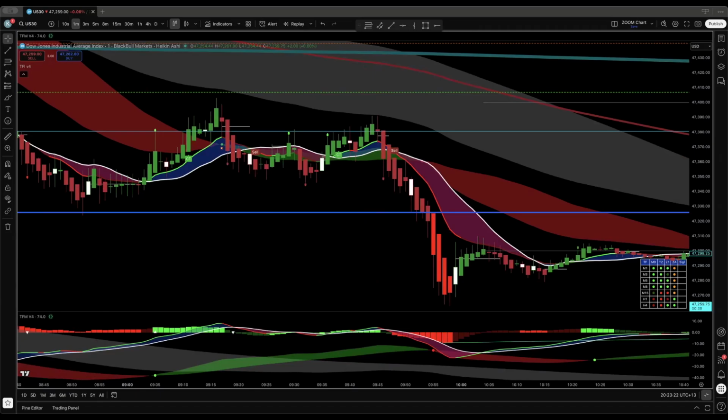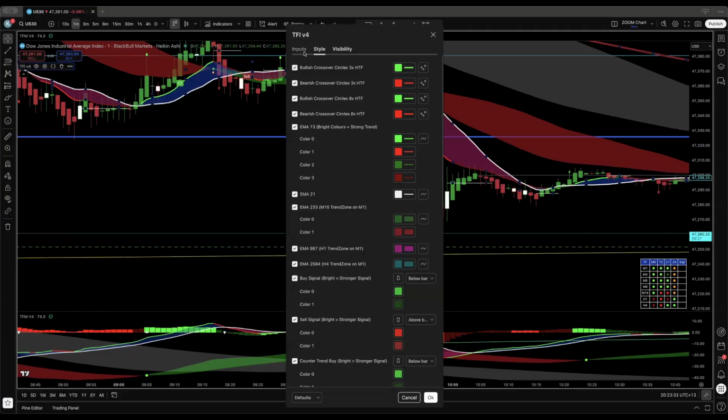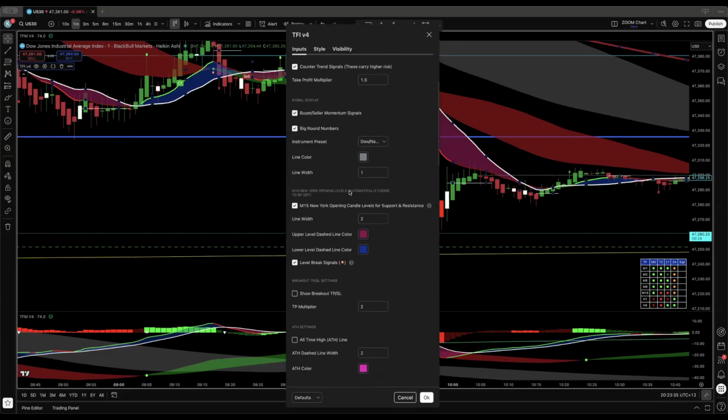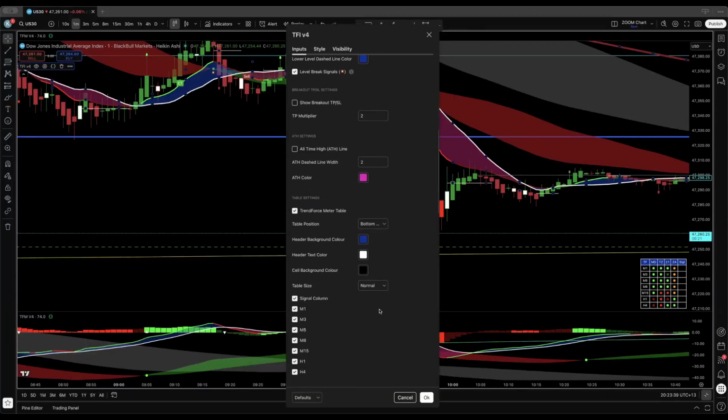So number 1 was wait for a pullback. Number 2, is there a signal? Then number 3, this is really key. I'm going to blow up our table. This table is amazing for re-entry. So let me make it one size bigger. For those who didn't know, we can edit the size of our force table. I've got it on normal, and I'm going to turn it to large. It's almost going to look like giant print.